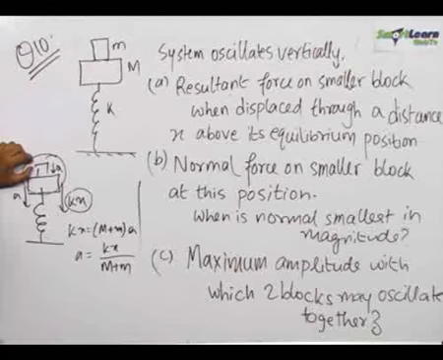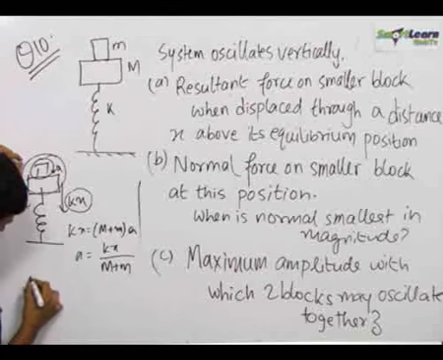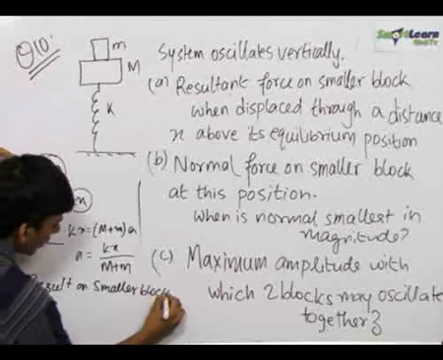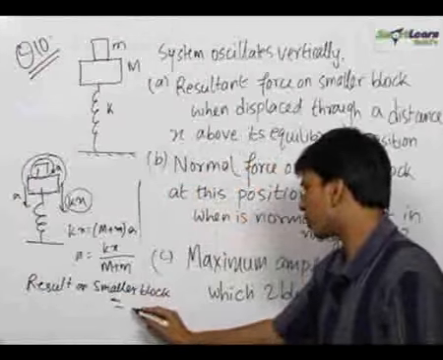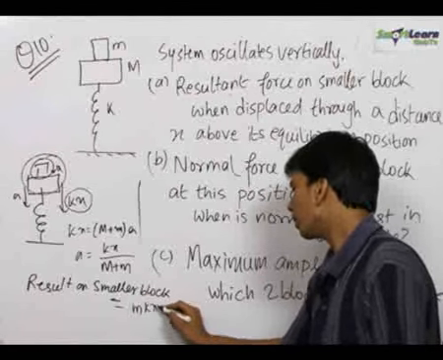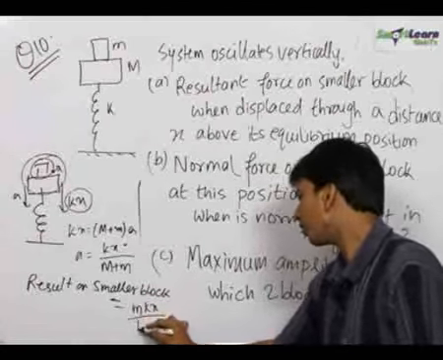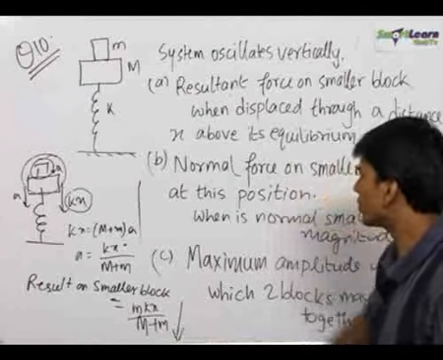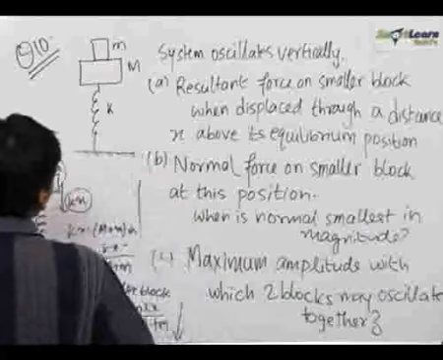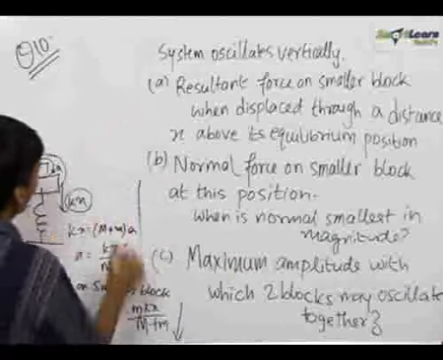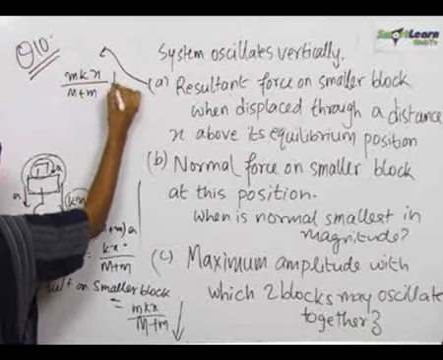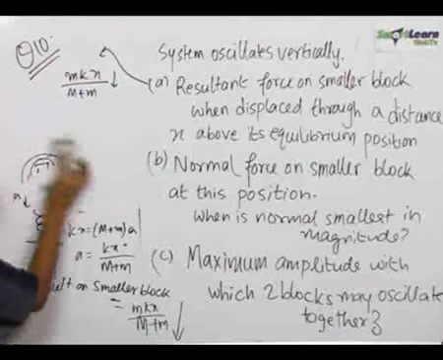Now we need to find out the resultant force on the smaller block. The resultant force on the smaller block is equal to the mass of the smaller block into the acceleration of the smaller block, that is m into kx upon (M plus m), and this restoring force is in the downward direction. So we get the answer for our first part. We write it here. The answer for our first part is m kx upon (M plus m) in the downward direction. Let us solve the rest of the parts.